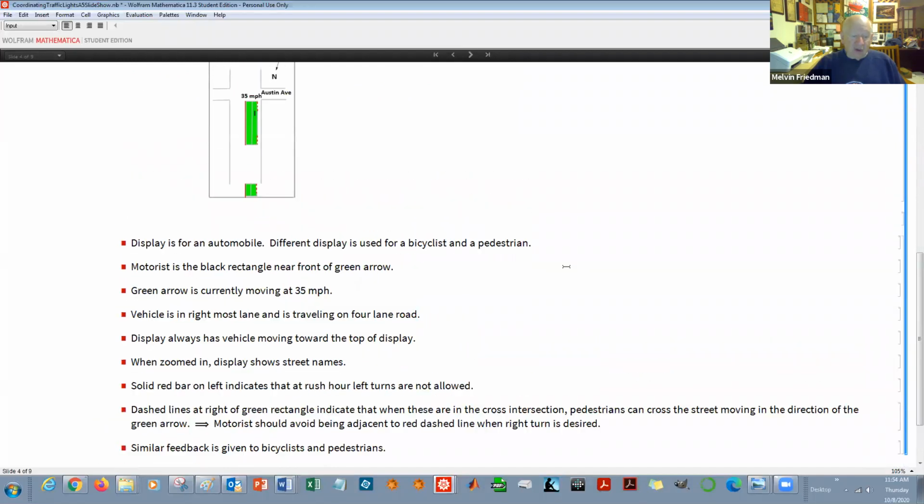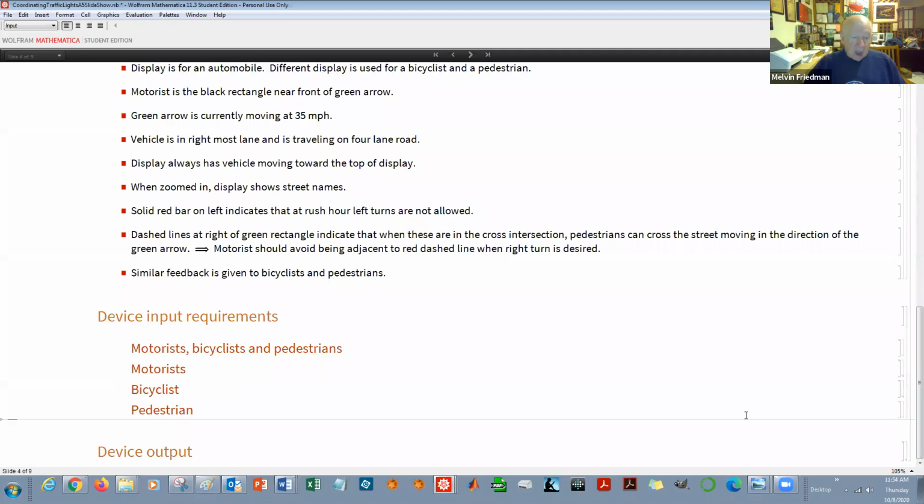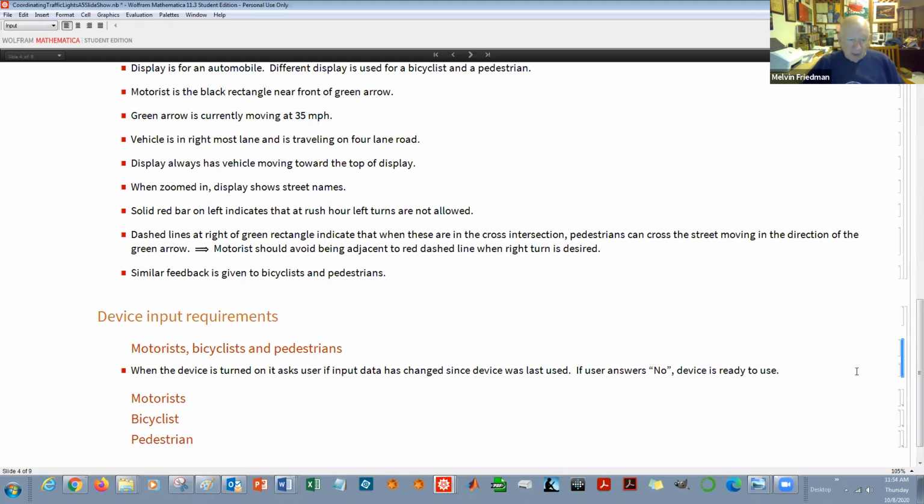And when the device is fully zoomed, it shows what the cross street will be. And the device input requirements, essentially, well, I'll do it in detail. I'm running out of time, but when the device is turned on, it asks the user if the input data has changed since the device was last used.